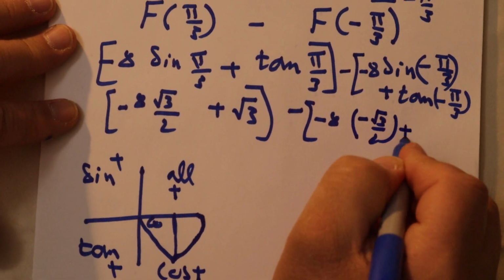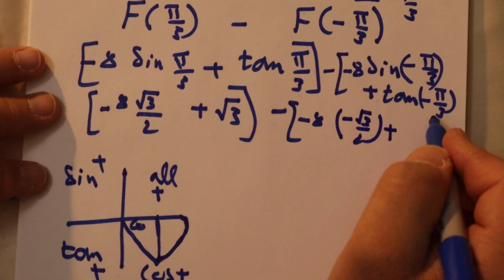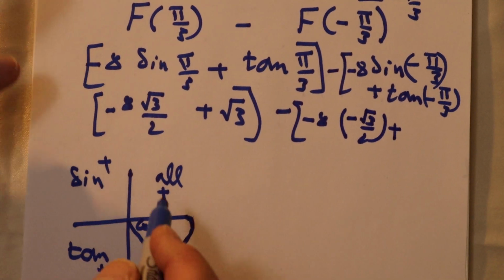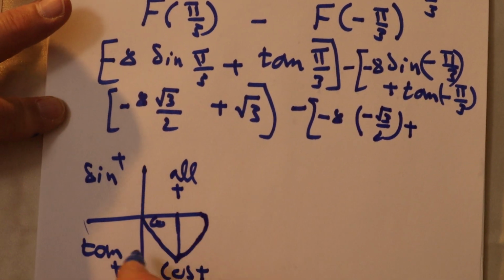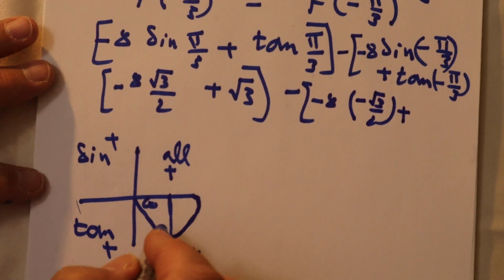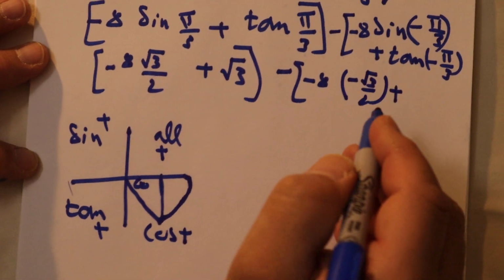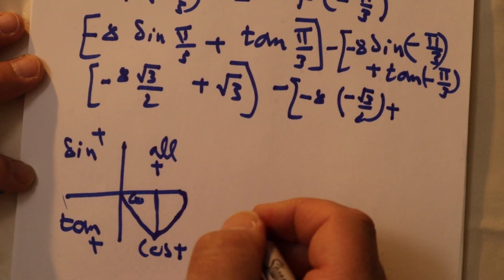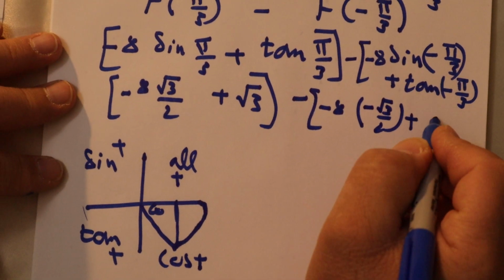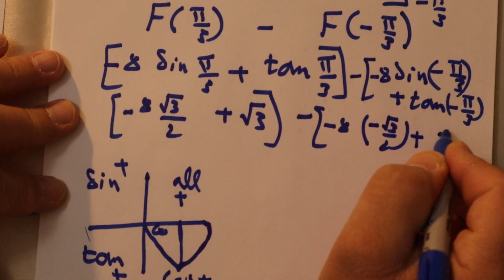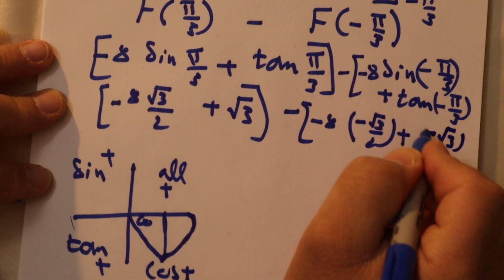Plus tangent of negative pi over 3. The same as 60, but it will be in the fourth quarter. 1, 2, 3, 4. Fourth quarter. And tangent here is negative. So it will be negative square root of 3. So plus negative square root of 3.